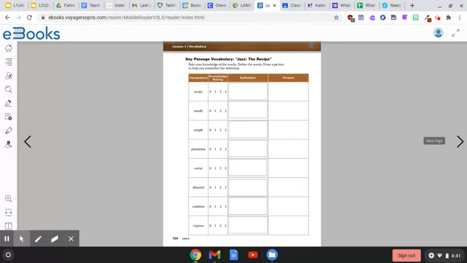Now let's look at page 124. In each unit, we start by thinking about what we know about each word. Let's look over the vocabulary rating scale again.